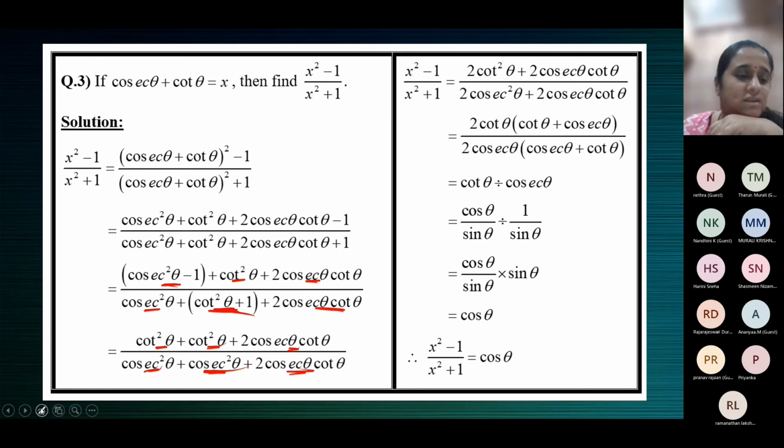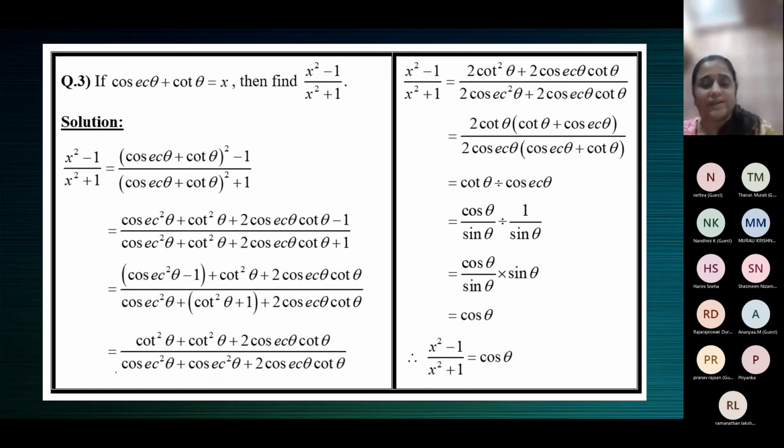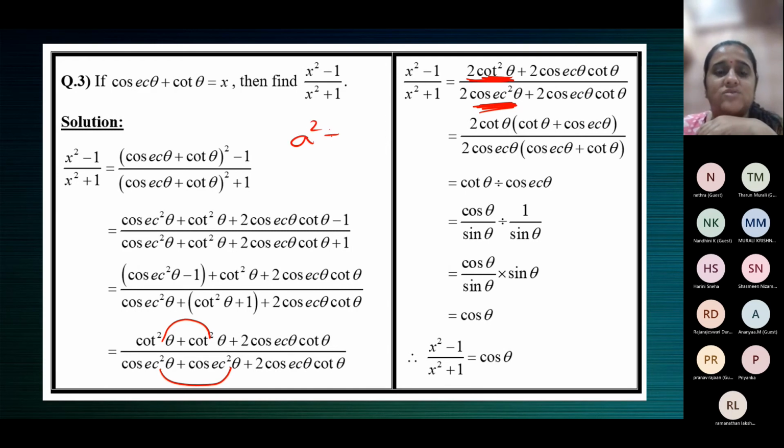That's the next step. Then see, once you do that, this will take you to the next step. What will you do? Cot square theta plus cot square theta, 2 cot square theta. Cosecant square theta plus cosecant square theta, 2 cosecant square theta. Like a squared plus a squared is 2a squared. Cot square theta plus cot square theta, a squared plus a squared, 2a squared, 2 cot square theta, 2 cosecant square theta. And write this and this as it is in the numerator and denominator.